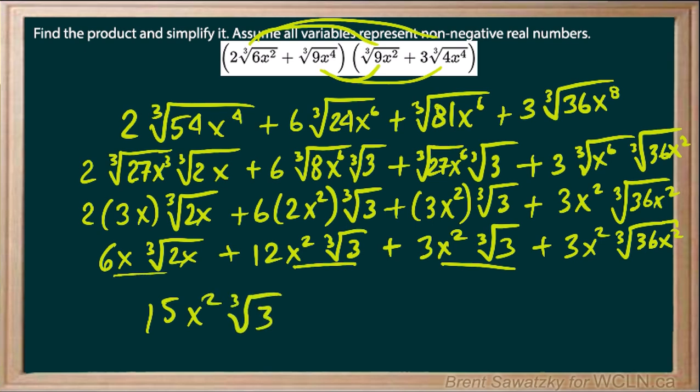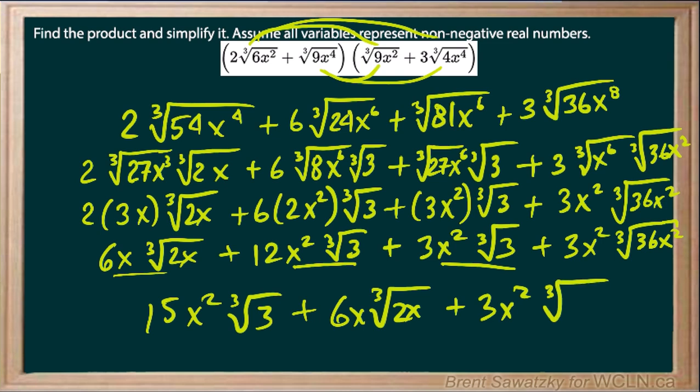So let's look at this guy here, plus 6x cube root of 2x. And then we have that big one at the end, 3x squared cube root of 36x squared. And we take a look at that. There's nothing more for us to reduce there, so that would be our final answer.